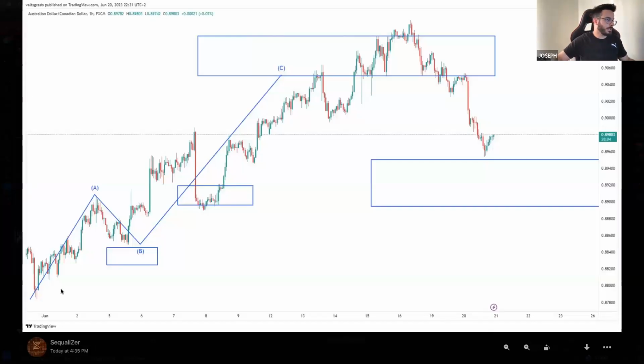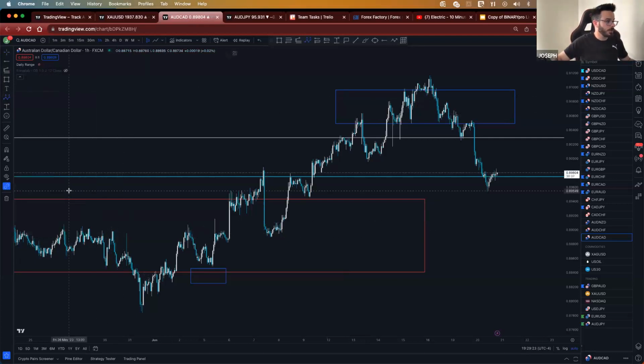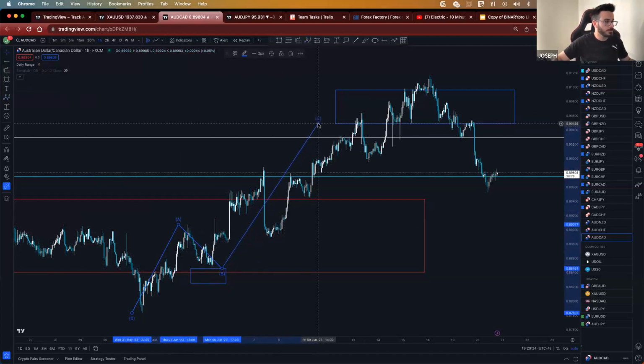Now, what I'm still missing is the 0ABC. You can get it from over here, on the left list as well. If you go to Elliott, correction, wave, ABC, there is W, X, Y, X, Z. There is A, B, C, D, E. There is 1, 2, 3, 4, 5. There is W, X, Y. We're going to be using the A, B, C. When I click on it, I'm going to start with the 0, A, B, and C.